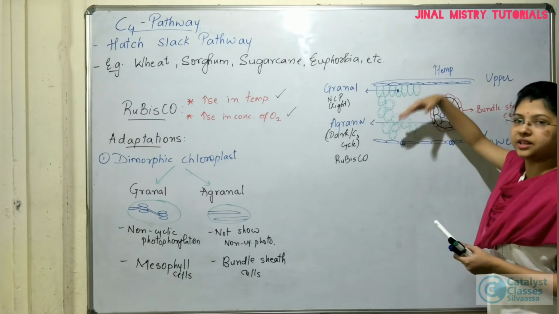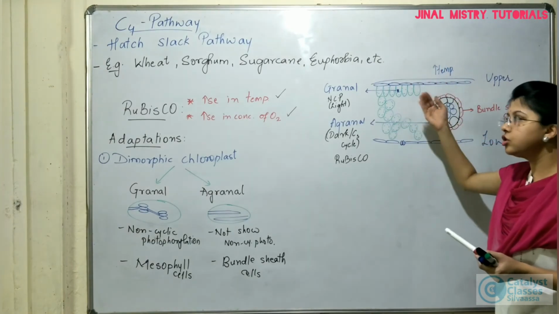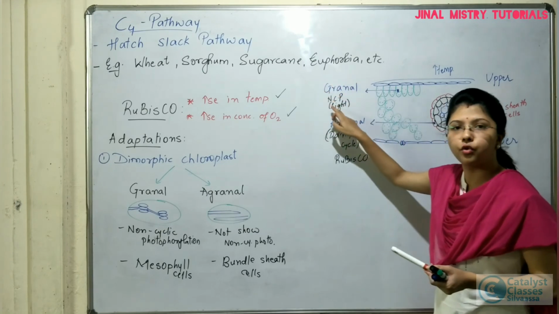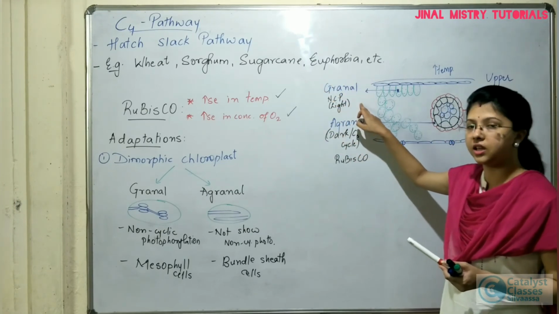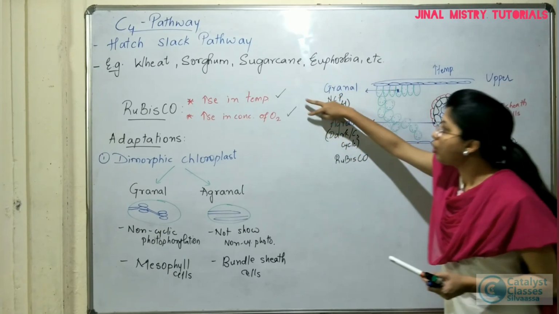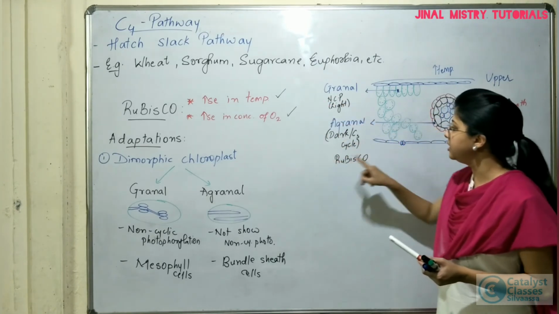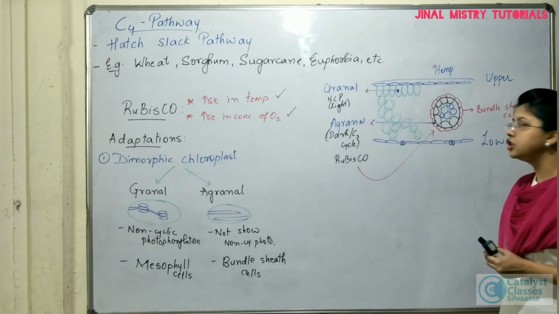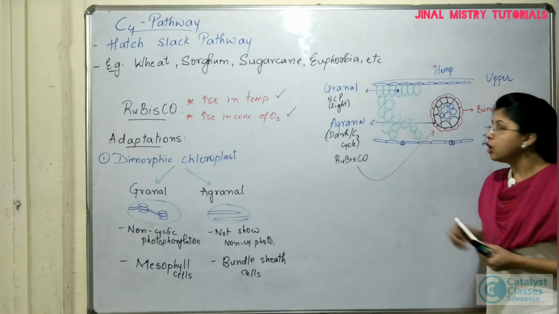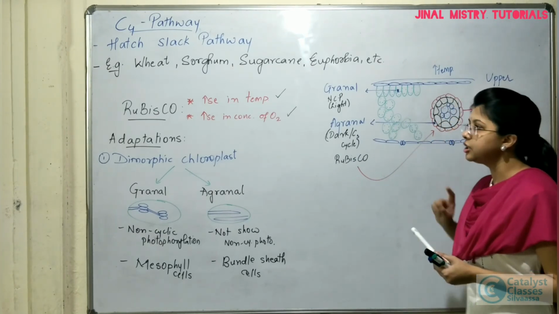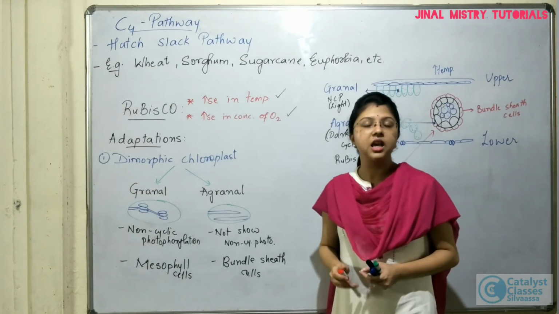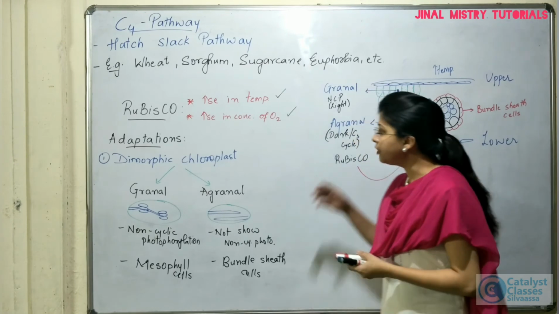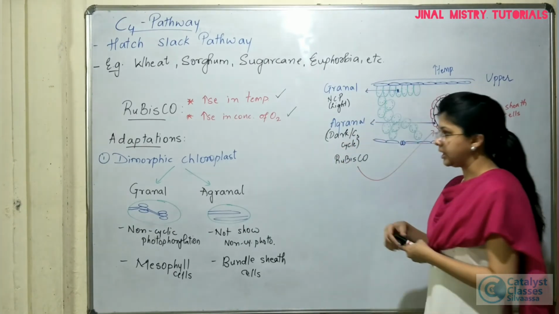High temperature is present in the mesophyll cells. Oxygen is also released in the mesophyll cells because the non-cyclic photophosphorylation or the light reaction takes place in the mesophyll cells. So both conditions do not affect the Rubisco enzyme present in the bundle sheath cells, and as a result, Rubisco in the bundle sheath cells, instead of acting as an oxygenase, is going to act as a carboxylase enzyme, which leads to the C3 cycle.